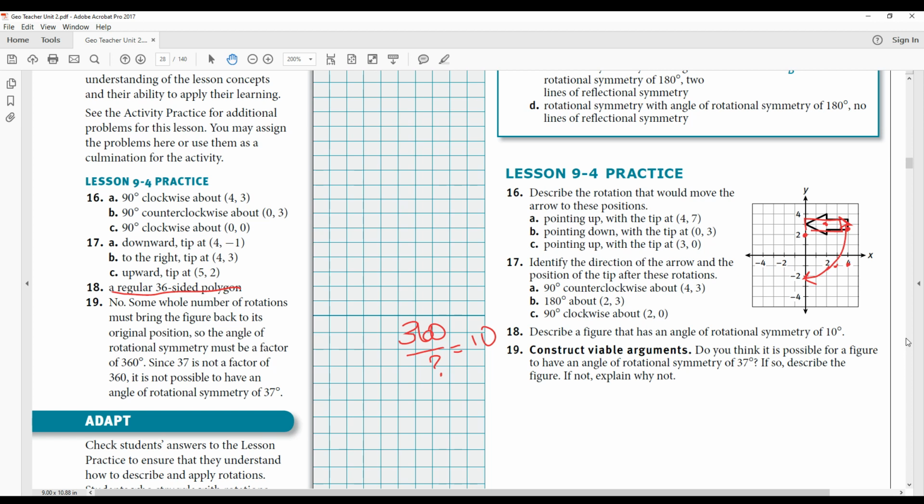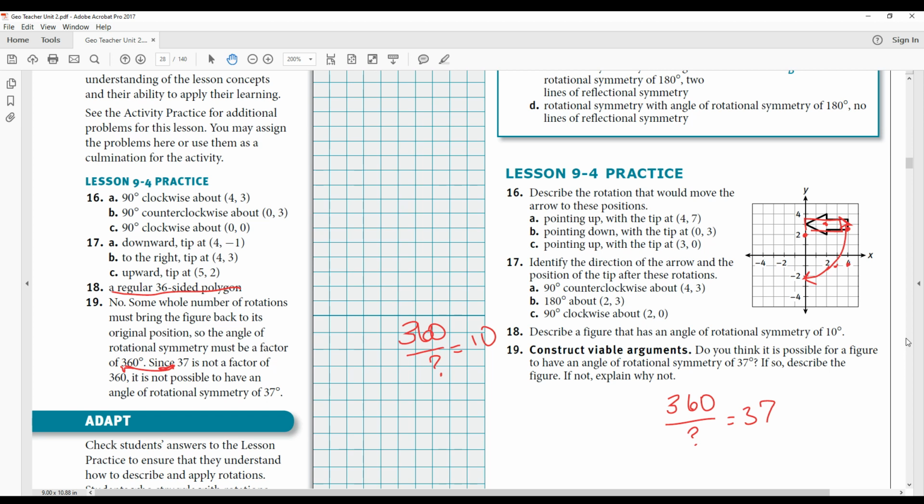And do you think it's possible for a figure to have an angle of rotation of 37? Well, let's see. Can you take 360 degrees and divide it by some number and get 37? If you do the math, it says no. Some whole number of rotations must bring the figure back to its original position. So the angle of rotational symmetry must be a factor of 360. 37 is not a factor.